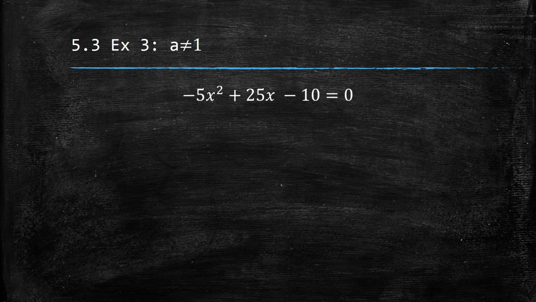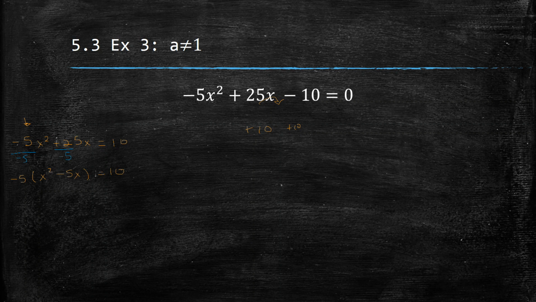So here what we're going to do is move our value for c over, so plus 10. I'm going to move over here to the left. So we have negative 5x squared plus 25x is equal to positive 10. Because our value for a here is not equal to 1, we actually are going to have to factor it out. It is negative, so I want you guys to keep track of that because it's going to change your signs. So if we take out the negative 5 here, we're left with x squared now minus 5x is equal to 10.